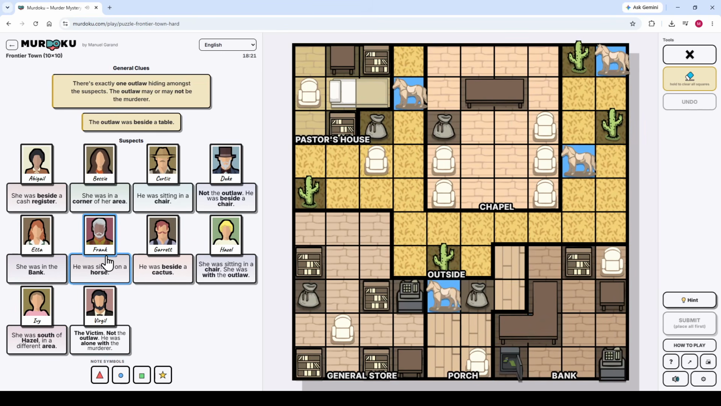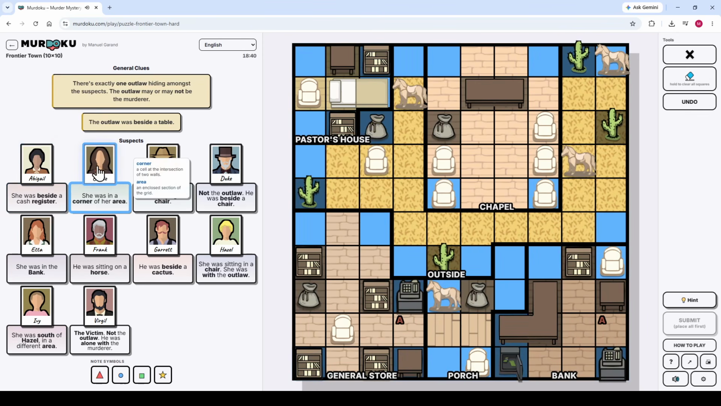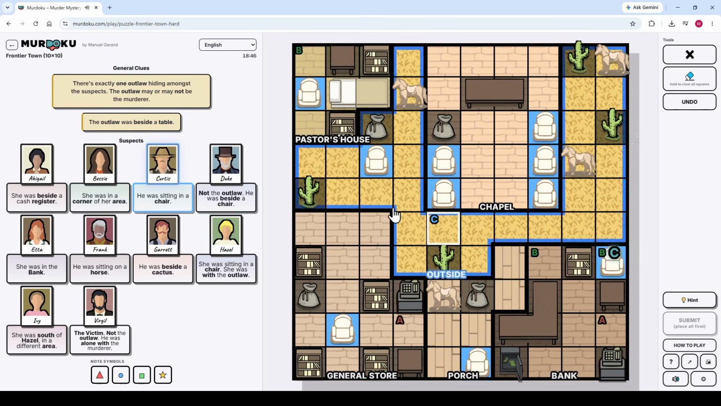In this case, the outlaw was beside a table, so what we'll do to solve this case is go person by person and ask who can possibly be this outlaw. So first of all, A, well, she would be here or here beside this table and the cash register. Then B, she was in a corner, so these are the only squares in a corner that are also beside the table. Curtis, this is the only chair that's beside the table.